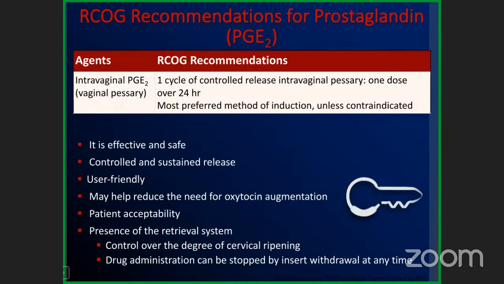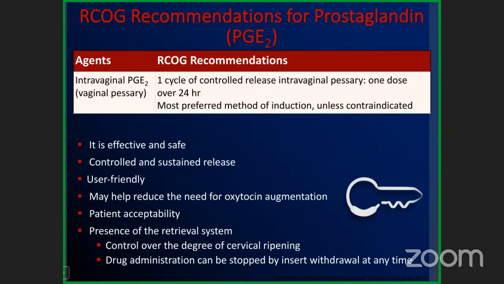So now coming to the recommendation. One cycle of controlled release intravaginal pessary, that is 1 dose over 24 hours, is the most preferred method of induction. It is very safe and effective. It is controlled and sustained release. I think this is the most important part of the drug. It is user-friendly. It helps reduce the need for oxytocin augmentation.